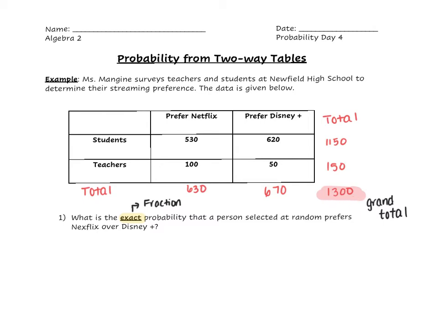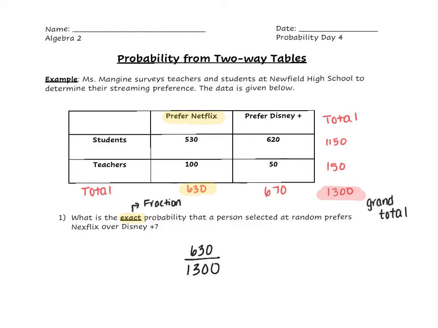So what we just found was the total number of people that were surveyed, 1300. So now that we have all the missing pieces, I think now we can answer the question. So it says, what is the exact probability that a person selected at random prefers Netflix over Disney Plus? So what you want to do is look at your preferring Netflix column. So out of the people that prefer Netflix, 630 people prefer it. So what we're going to do is just say 630 over the grand total of 1,300. And then, like I said, exact probability means that we have to reduce that fraction.